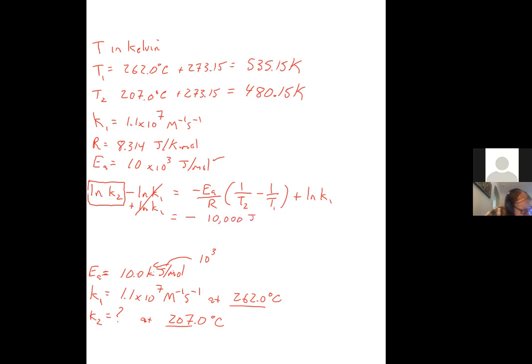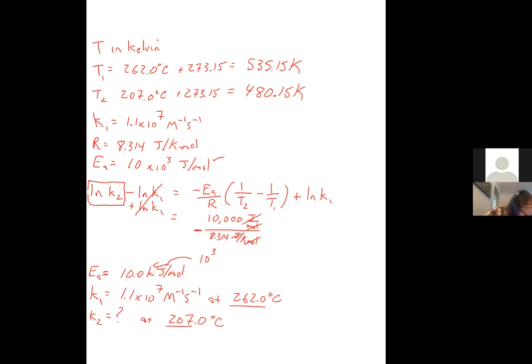Joules per mole, right? Kilojoules, it was 10 kilojoules, now it's 10,000 joules. Don't forget the negative. And divide that by R, 8.314 joules per K mole. Look what happens. Joules cancel, moles cancel. You just got 1 over Kelvin. This is going to give us the units of Kelvin, just so you know.